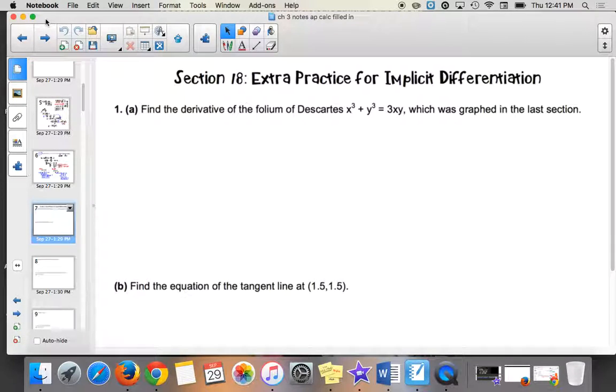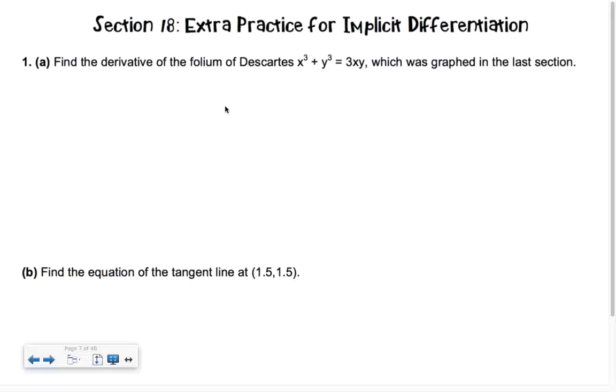We're doing a little bit of extra practice on implicit differentiation. This is a difficult topic for some, and we use it the rest of the year, so we have to make sure that we know it. It's not just one that you skip over and say, it's fine, it won't be on the AP test. It will be all over it.